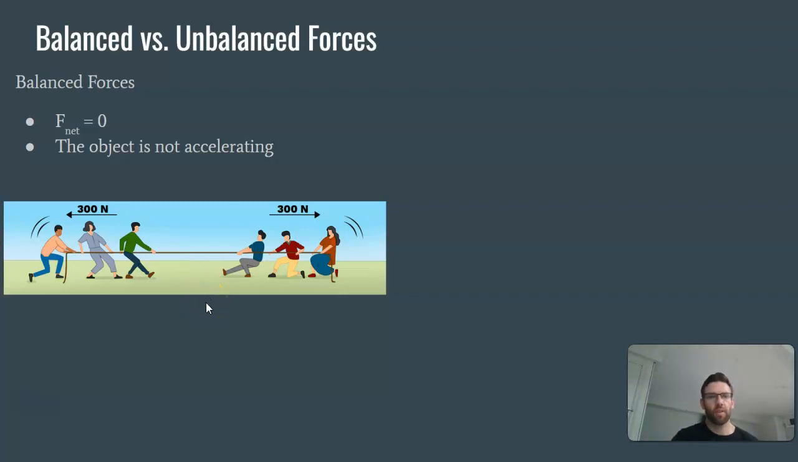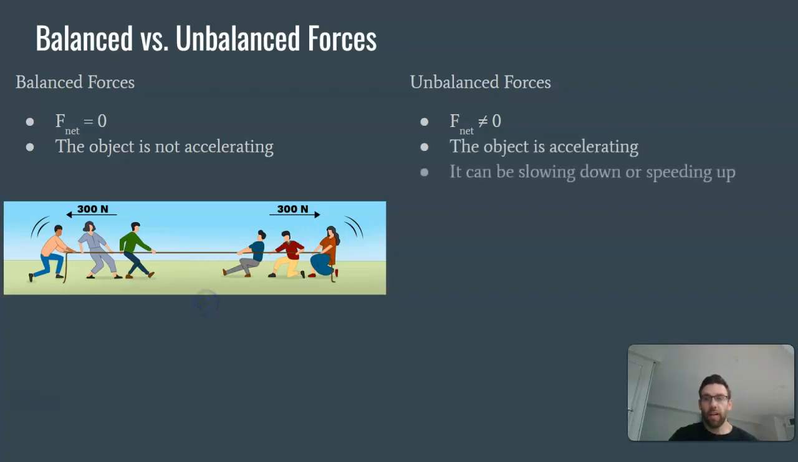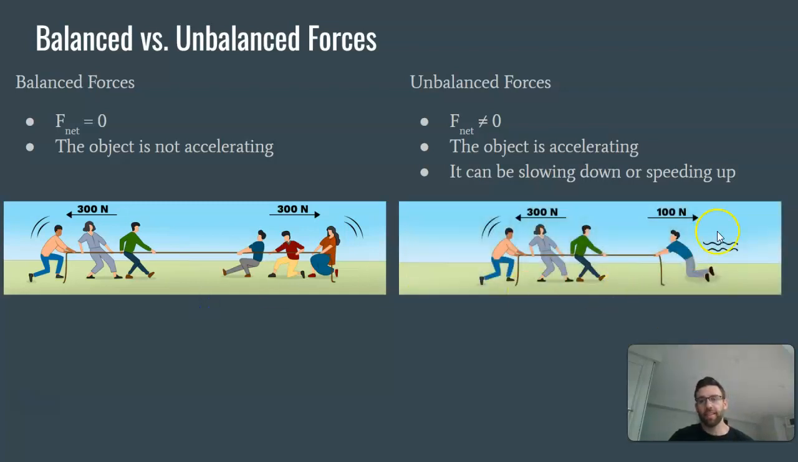That's a balanced force. An unbalanced force is when there is some net force. The net force is not 0, so the object would actually be accelerating. It could be slowing down or speeding up. But if there's some net force, then there is some acceleration. There's going to be some change in the velocity, so the object must be changing its motion somehow. In this case, this person is getting beat pretty bad. That's not fair. 300 to the left and then 100 to the right. And so we have a net force here that's going to the left.